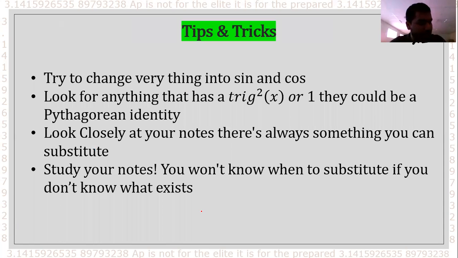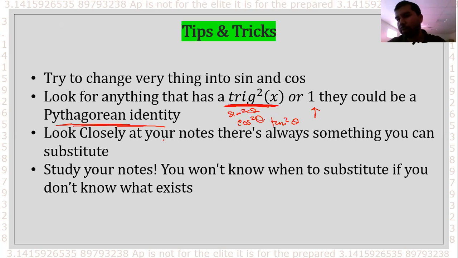Now here are some tips, guys. Make life easier on yourself by changing everything to sines and cosines. Something that really helps us notice when there's a Pythagorean identity is these big triggers: any trig, so sine squared theta, cosine squared theta, tangent squared theta, or any of the reciprocals. And of course, the 1 is always the big trigger. Always look at your notes, guys. You won't know when to substitute if you don't look at your notes. I mean, you won't know what exists, to be honest. Okay, and study, study, study.